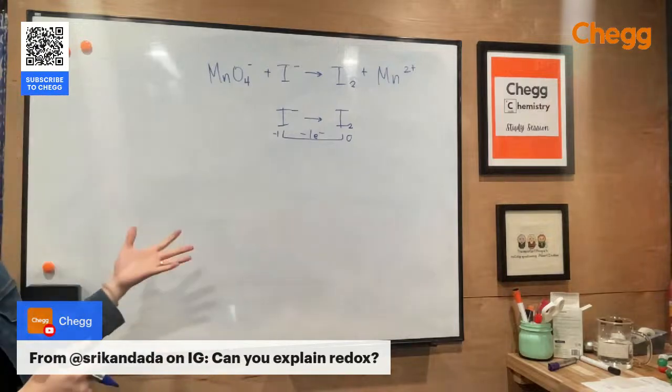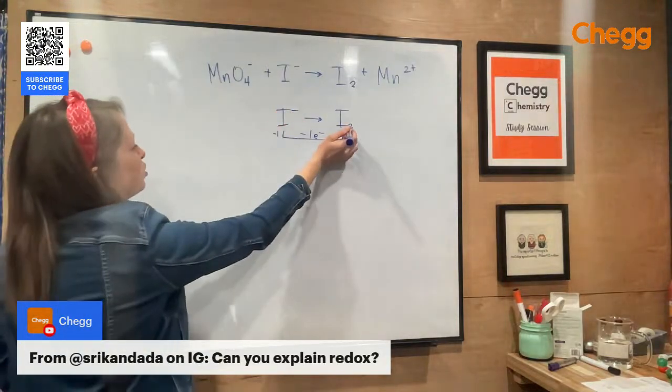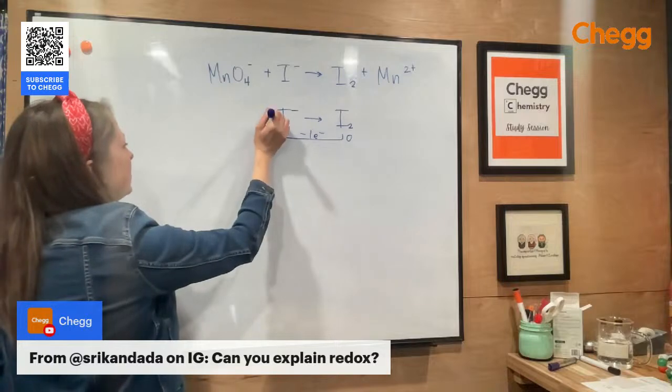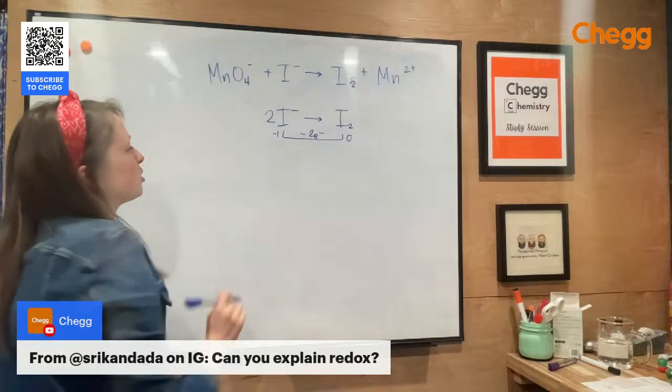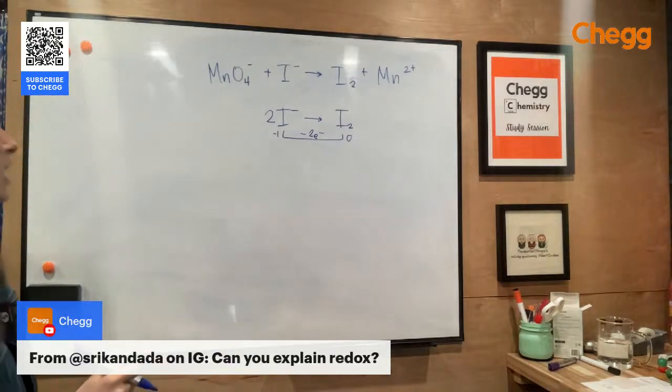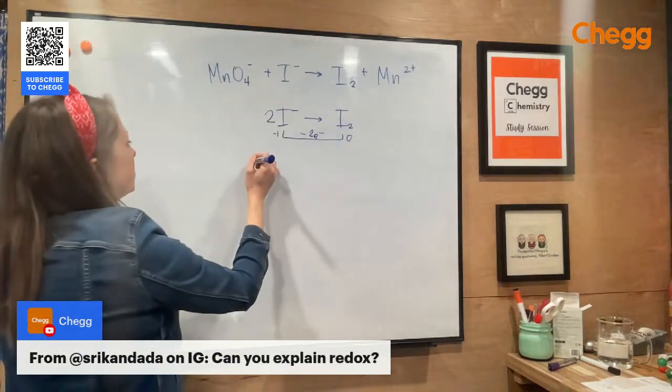But looking at this, we need to balance it, right? So I have 2 atoms of iodine on my product side. I'm going to need to put a 2 here. That means I'm actually going to be losing 2 electrons. So that is one of our half reactions. Now let's pull out the other one.